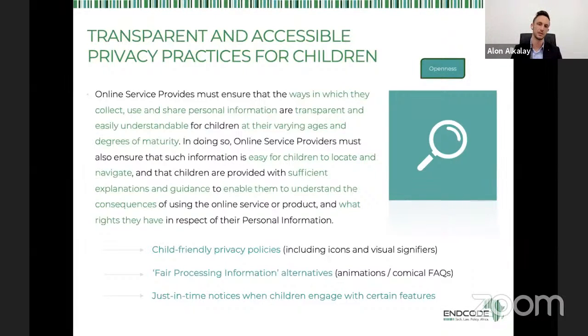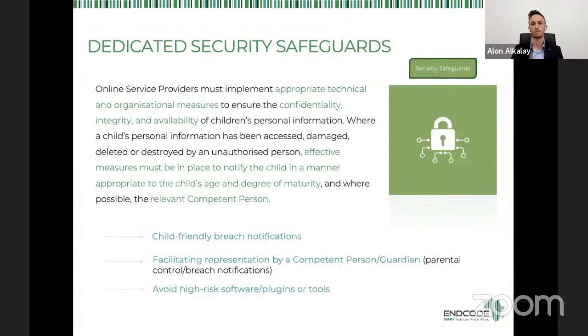We encourage OSPs to look at the use of icons and visual signifiers, maybe even animations and comics, to put forward other fair processing information. So that's integral, and it will really reinforce the extent to which children seek representation and the quality of the consent and the adequacy of it that is given by their competent person or guardian.